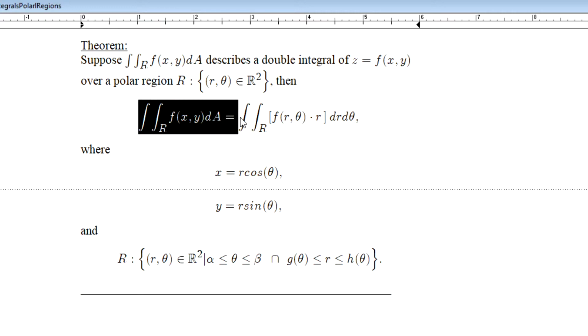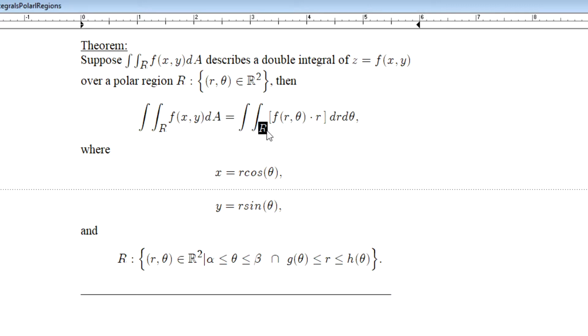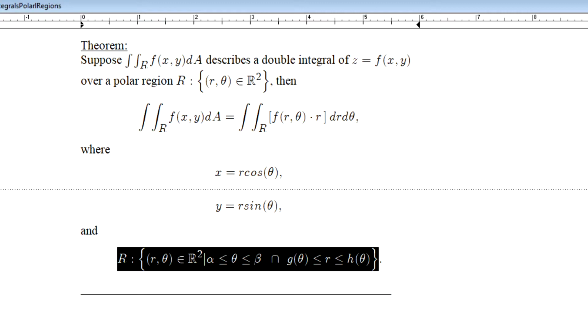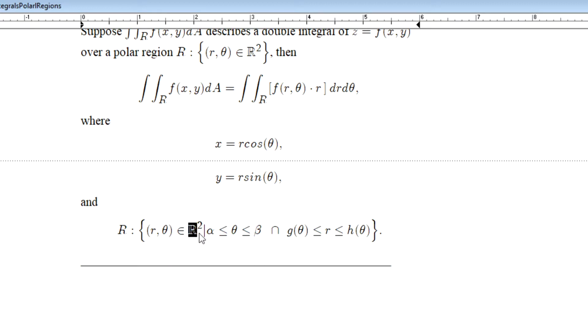Now, in this setup for the double integral calculation, region R is going to be occurring in a very specific manner. In a double integral over a polar region, R is going to be described as follows: it is the set of coordinates (r, theta) contained in two-dimensional space, such that we put the following restrictions on those values.